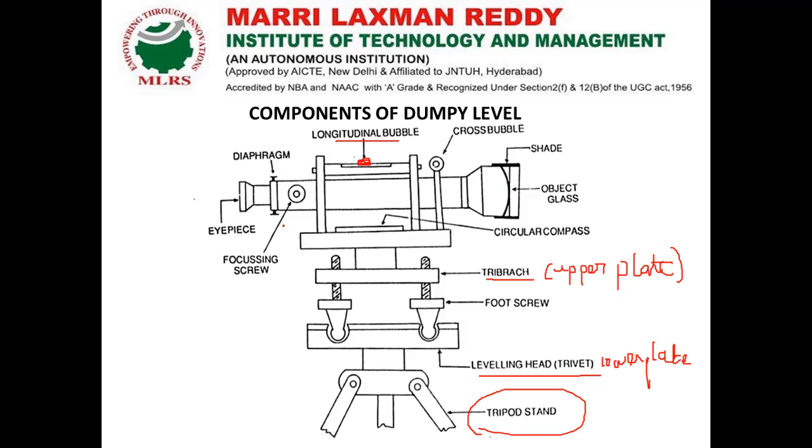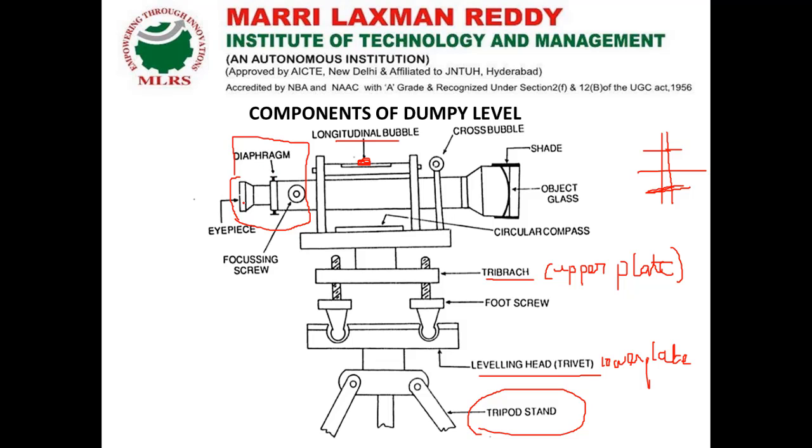Next, the eyepiece and object glass. Here, the eyepiece, I said, the entire system of diaphragm, focusing screw, everything is available here. In the diaphragm we are having the crosshairs so that we can get the readings. We are having the crosshair like this so that we are able to read the readings through the diaphragm.